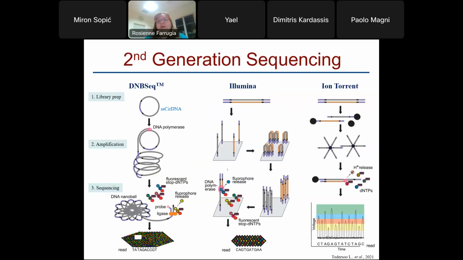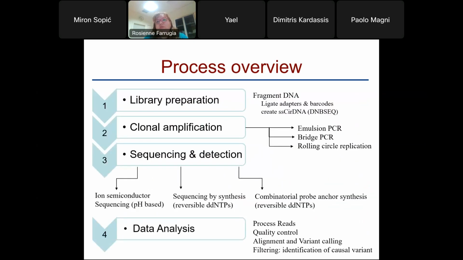So I mentioned that there are three main technologies which are on the market and easily accessible. They're different in themselves, but they're also very similar. They're very similar because all technologies involve three main steps: a library preparation step, an amplification step, and a sequencing step. But how the libraries are prepared, how they are amplified, and how they are sequenced are different for every technology. So library preparation involves fragmentation of DNA, ligating adapters to the ends of that DNA. So every DNA molecule starts and ends with the same sequence.